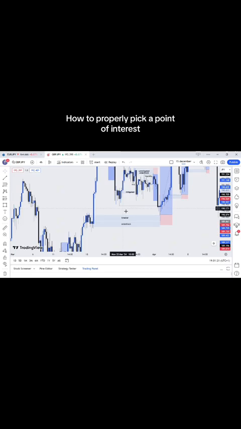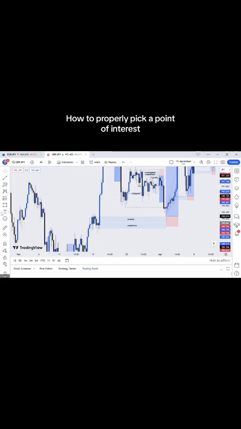Make sure that your point of interest triggered the shift in market structure. Make sure that the point of interest has not yet been mitigated, and make sure it has liquidity protecting it. So let me write it down here.